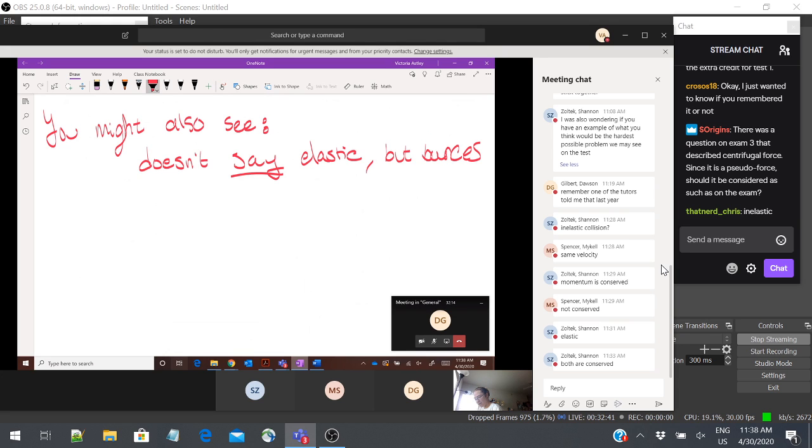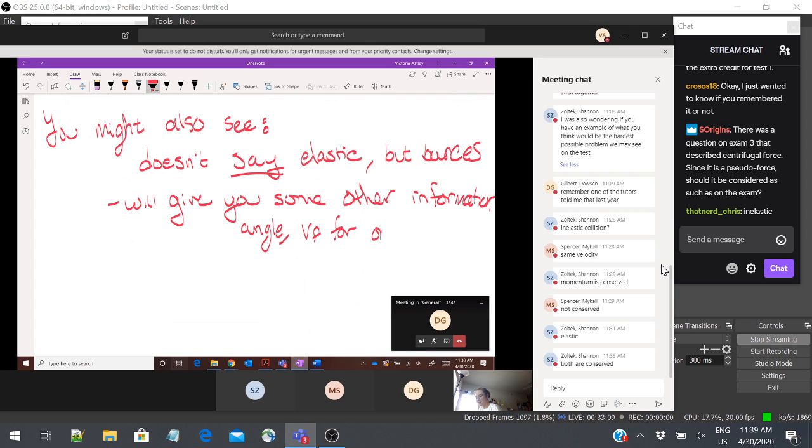So you might have something like this where it doesn't say it's elastic, but it does say bounces off. Usually it will give you some other information. You can't solve it if they don't give you some other information. They might give you some information about the angle or the V final for one of the objects, some extra piece of info.